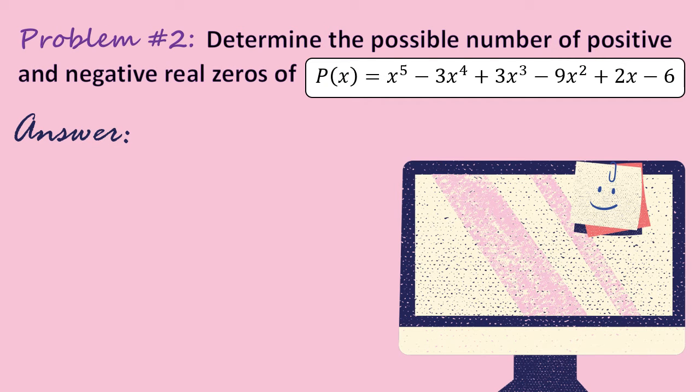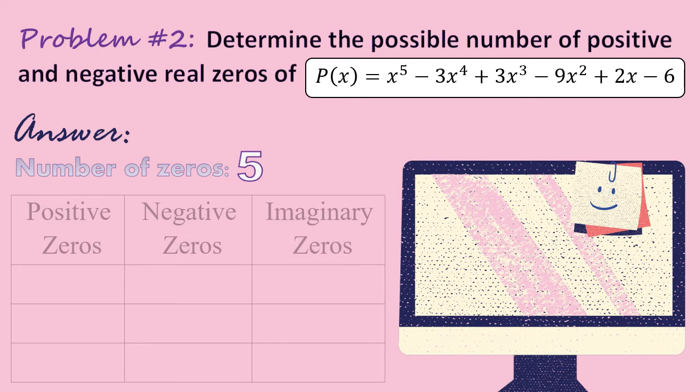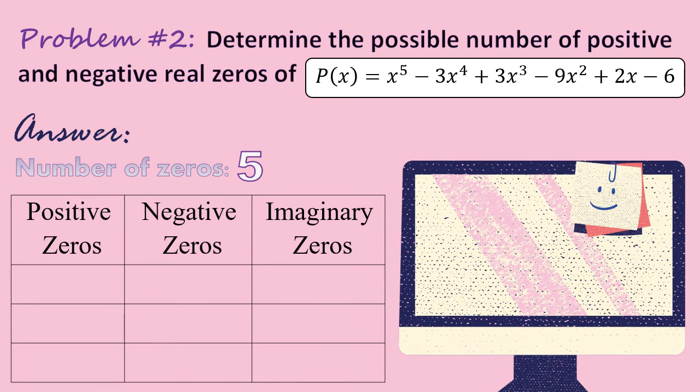Okay, so next problem. Same, determine the possible number of positive and negative zeros of the given polynomial function. And again, you need to identify first how many zeros we can have out of the given polynomial function. So it's 5 because the highest exponent there is 5, or the degree of the given polynomial function is 5. So let's have this table to organize our possibilities, or sets of the number of positive zeros, negative zeros, and imaginary zeros.